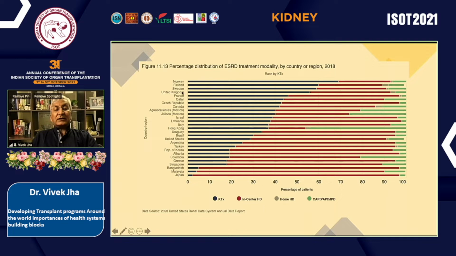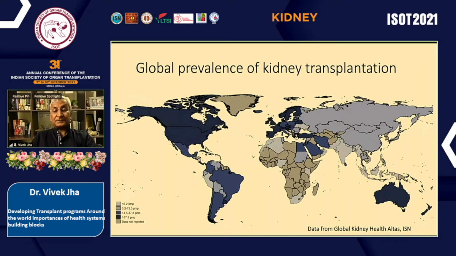And you can see that the countries that do the best here are Scandinavian countries, Norway, Finland, Sweden, followed by the United Kingdom, Qatar, and then come a few other Middle Eastern and Eastern European countries, followed by Canada and so on and so forth. And if you placed India here, India will come even below all the countries that are shown here on this particular slide in terms of the proportion of people treated with kidney transplantation.